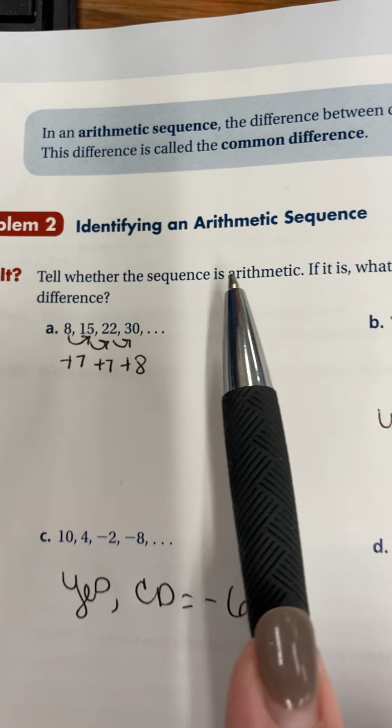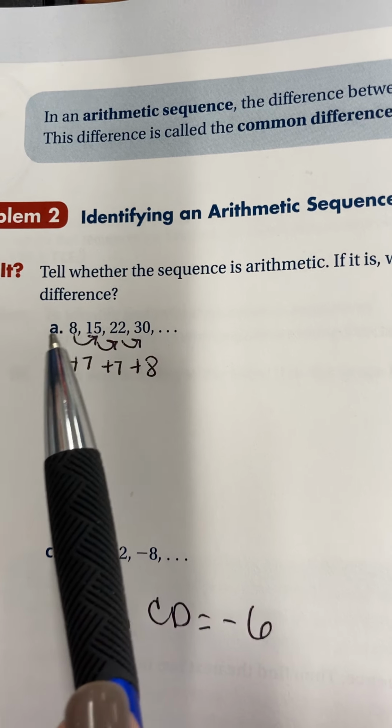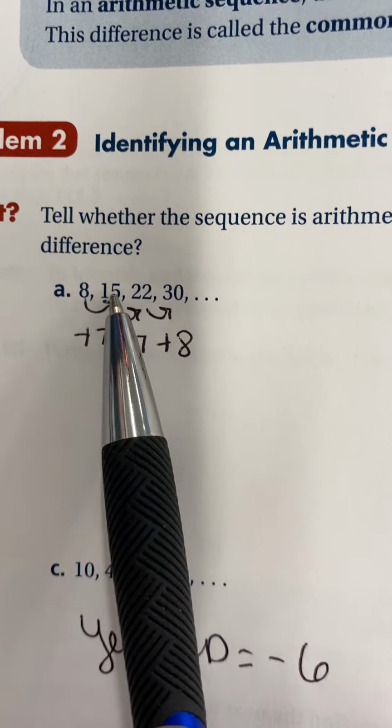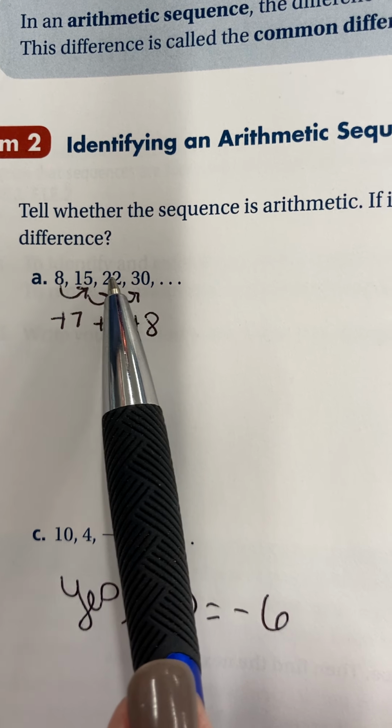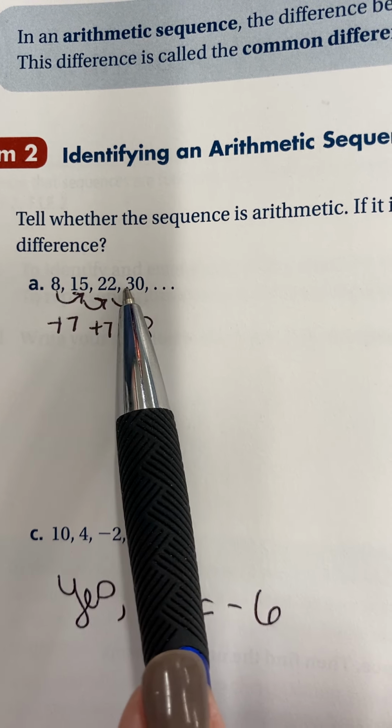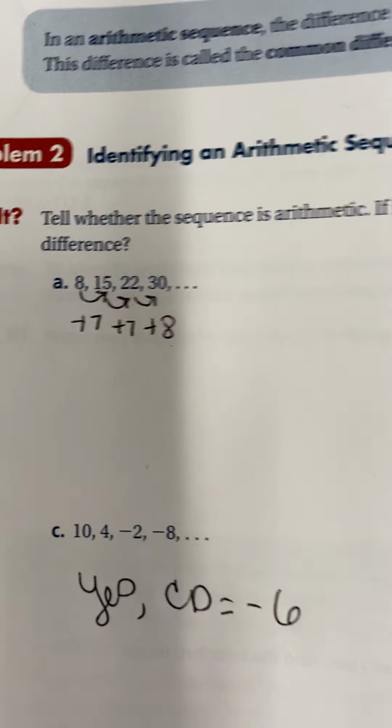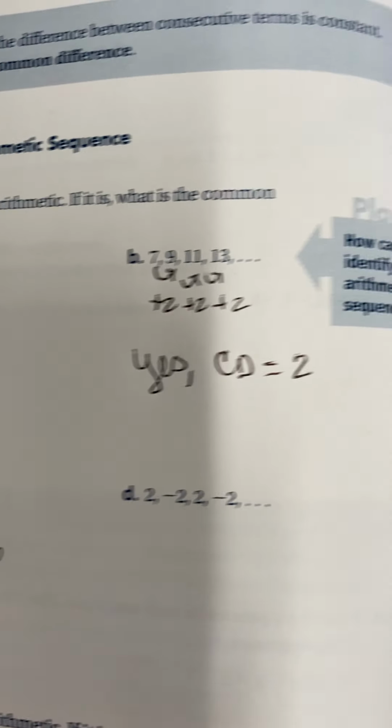So here it says tell whether the sequence is arithmetic. So you look and you say, well, how do I get from an 8 to a 15? You're adding 7. Here you're adding 7 again, but here you're adding 8. Because you're adding a different number, it is no longer an arithmetic sequence.